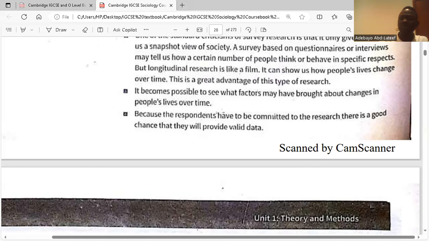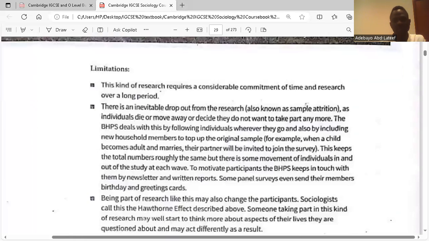Yes. So what are the problems about longitudinal research? The first problem is that it requires a considerable commitment of time and research over a long period of time. It needs commitment from both the researcher and the participants. The researcher might be there because that is what he or she wants to do. But for the commitment on the other side, the participants or respondents, it takes time. They need to put in effort. They need to put in their time. You might not be able to get this. You might not get it concluded.